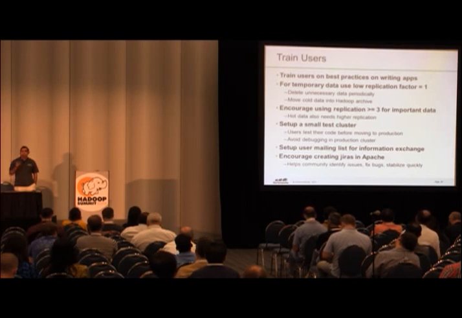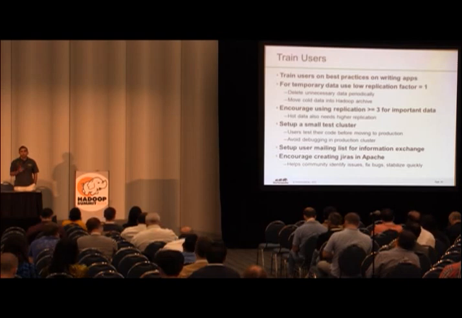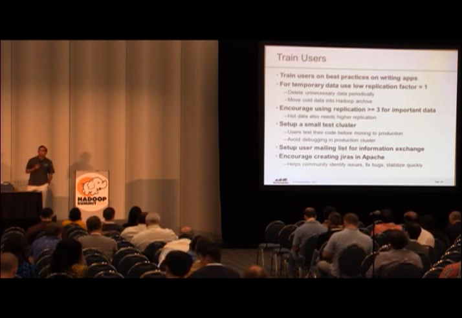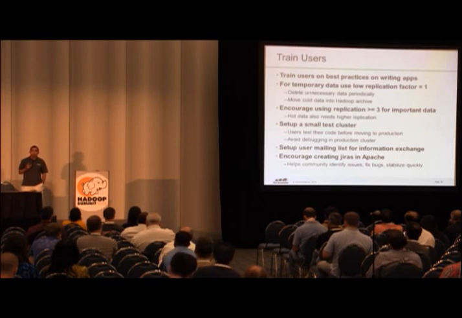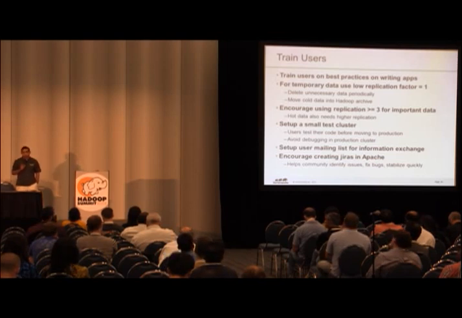Encourage your users to use a replication factor of 3 or more for their important data. If they end up using replication factor of 1, some of the node and disk failures can result in loss of data. So it's very important that they use replication factor of 3 or more.